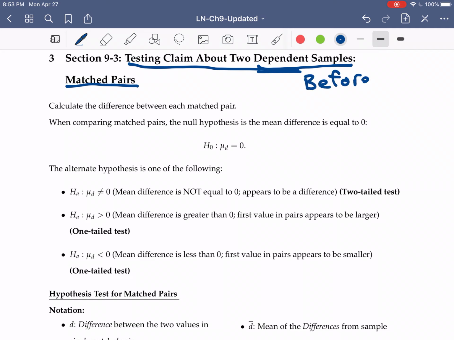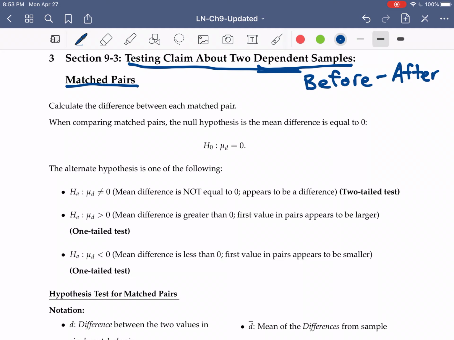You can think about items where you have left and right, top and bottom, values that just are naturally paired together.